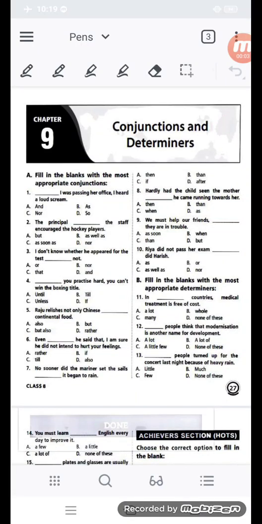Today my topic is conjunctions and determiners. And after that I will complete the next chapter also. So today's topic is chapter 9 and 10. So let's see what is given in chapter 9, conjunctions.